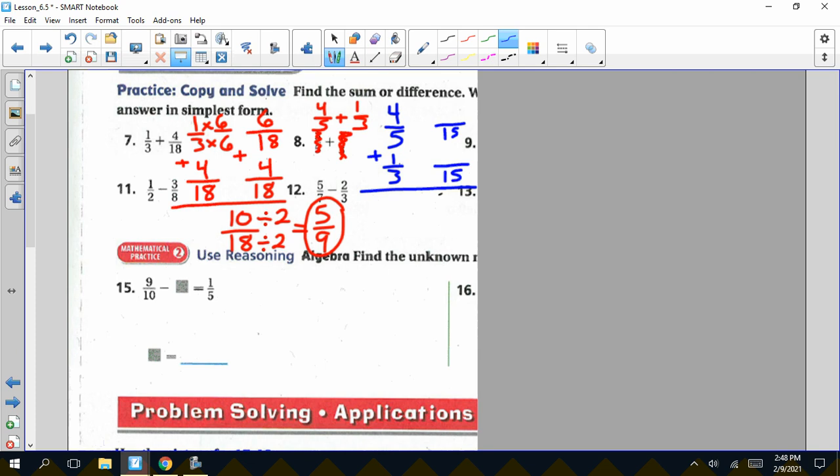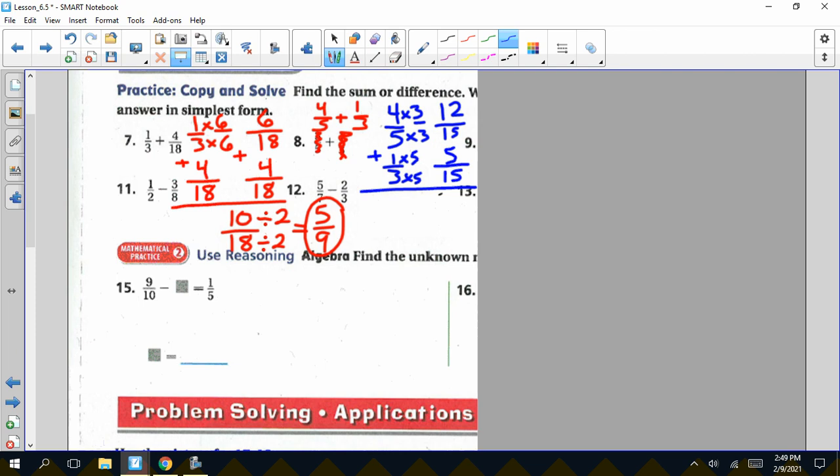So I make an equivalent fraction by saying 5 times what gives me 15? That's 3. Whatever I do to the bottom, I must do to the top. 4 times 3 equals 12. 3 times 5 is 15, so I do 1 times 5, which is 5.